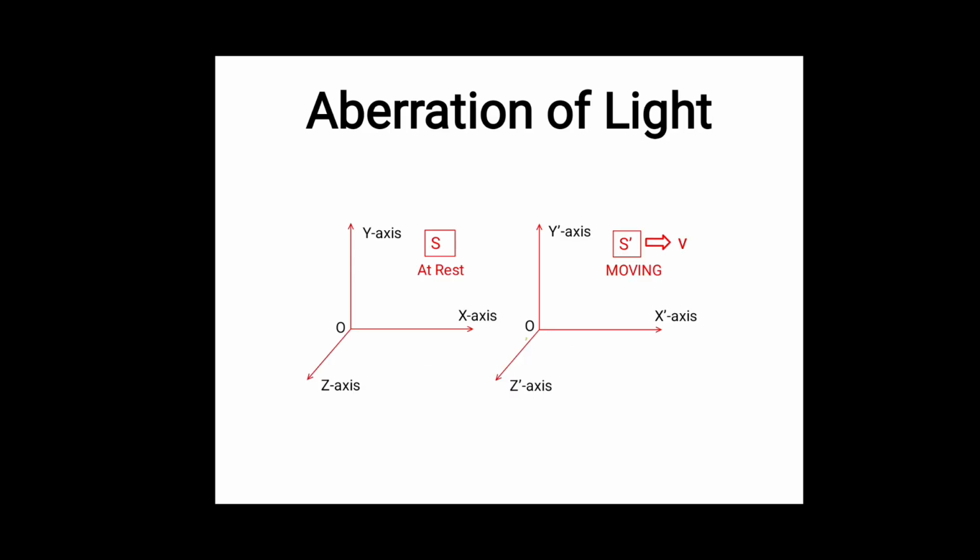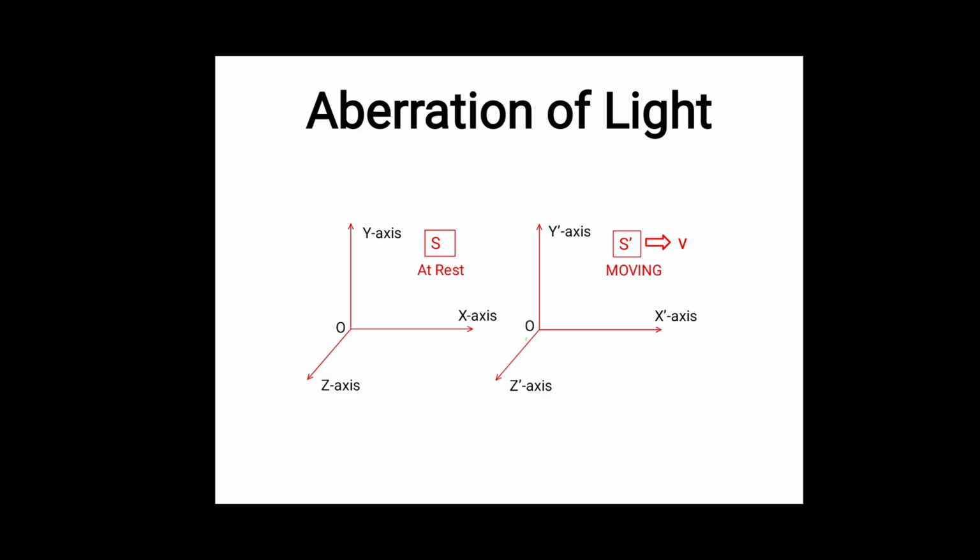In order to prove aberration of light, consider two inertial frames of reference S and S dash. Let the position-time coordinates of an event be represented as x, y, z, t with respect to frame S and x dash, y dash, z dash, t dash with respect to frame of reference S dash.